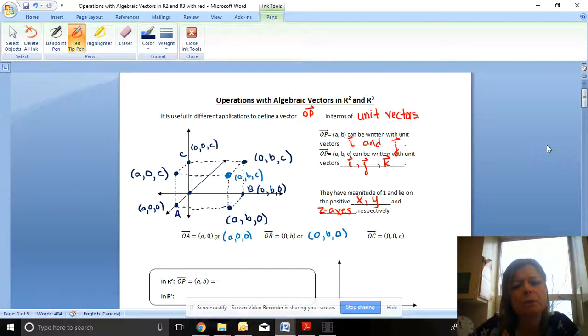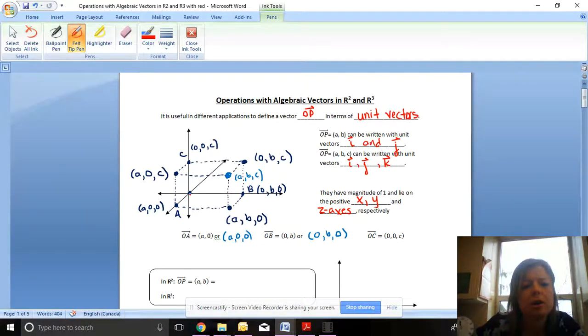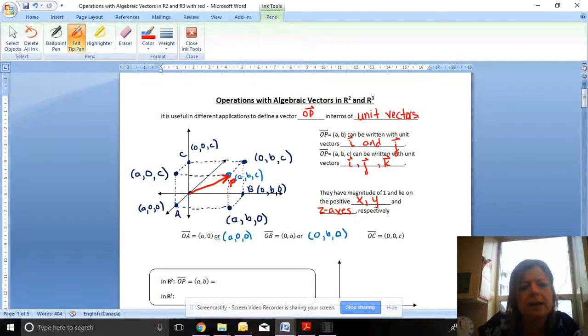Okay, so what we're going to do here is define a vector OP in terms of the unit vectors. OP is a position vector. On my diagram, I'm drawing a vector from the origin out to point P, which in this case is (a, b, c). I will draw that resultant vector there in red. I drew the coordinate box to give you an idea of where everything is.